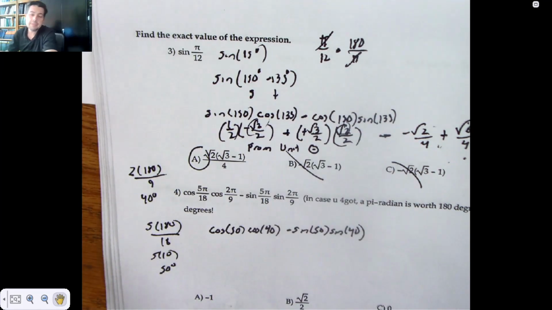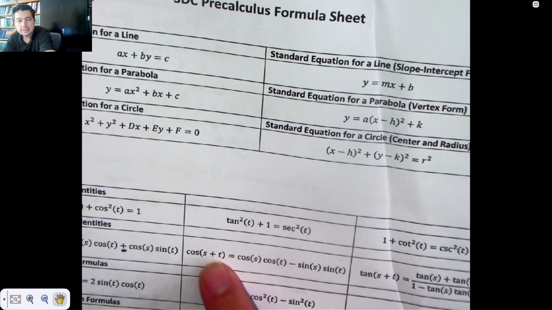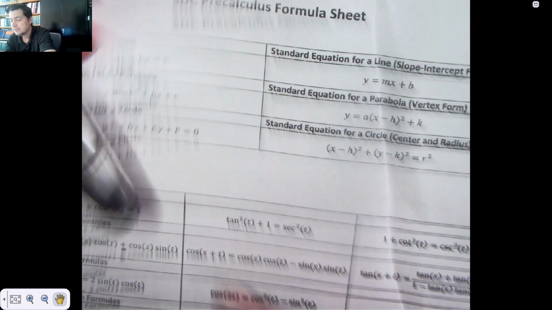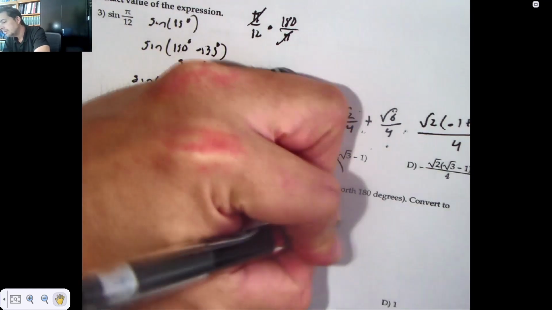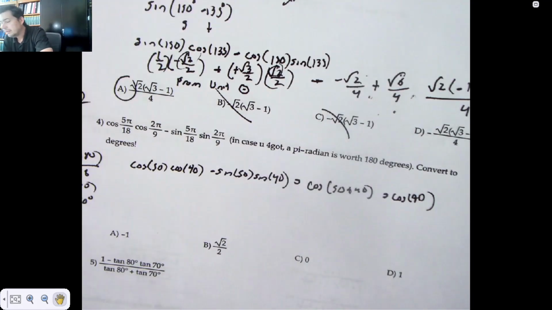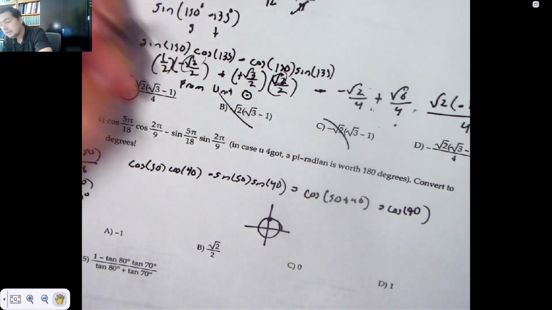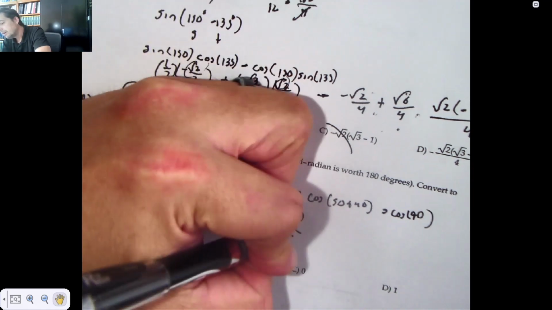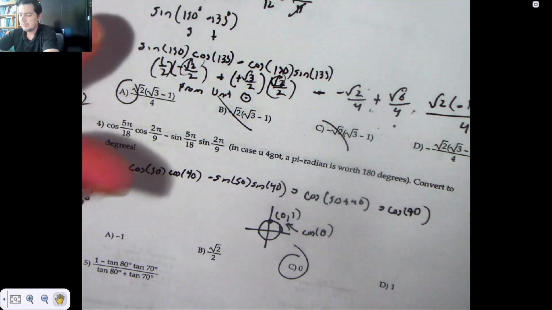So what do I have here? I have cosine, cosine, minus sine, sine. Cosine, cosine, minus sine, sine. And she's right there. That's the cosine of s plus t. That's what she is. So this is equal to the cosine of 50 plus 40, which is the cosine of 90. And if we unit circle that idea, 90 degrees is right there. The ordered pair is 0, 1, and that is my cosine value. Choice C. Not a hard problem.